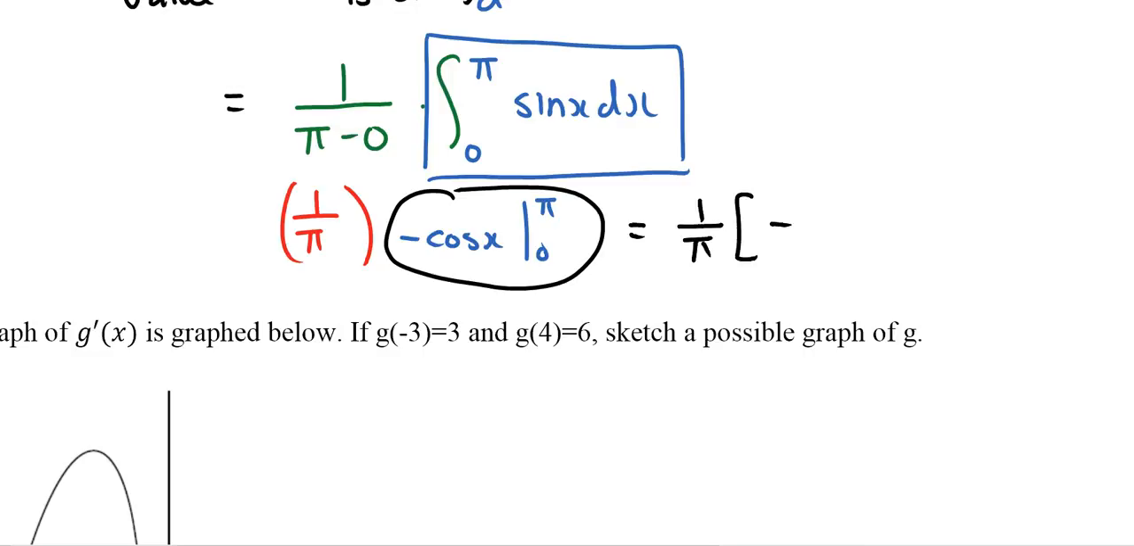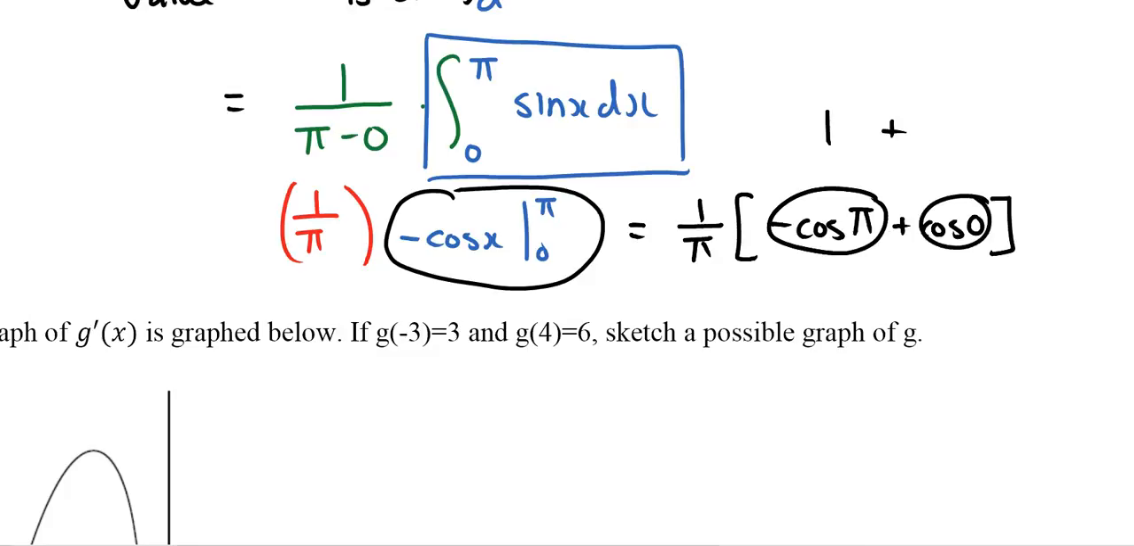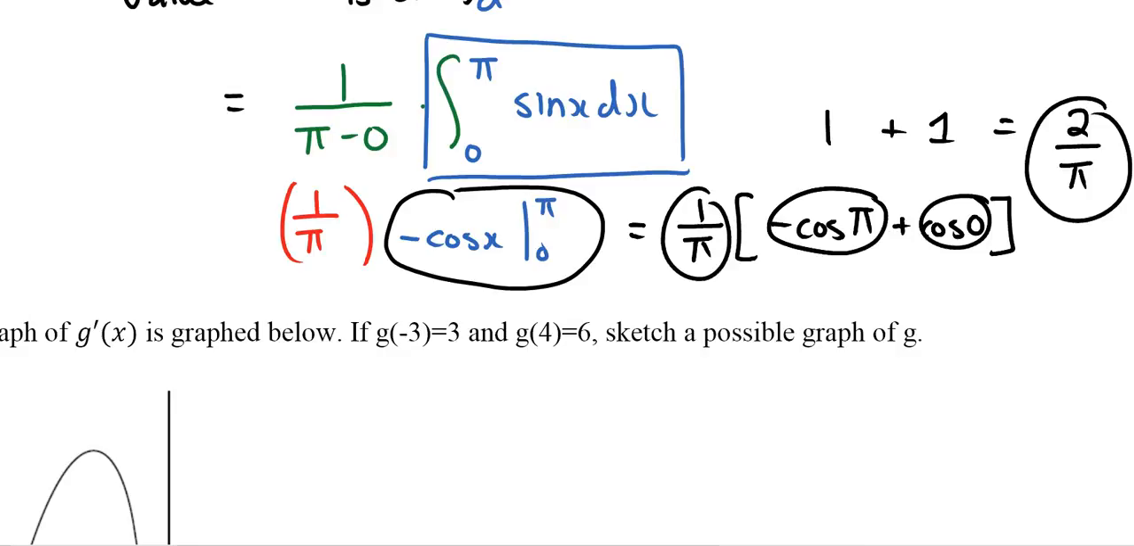Now this is going to be negative cos of pi plus cos of 0. I think most of you, if you take your pre-calc 12, can probably figure this out. This is going to be a value of 1, plus this will be a value of 1, so the final answer should be 2 divided by pi. So don't forget this pi over here. The final answer is 2 divided by pi, or go right to your calculator there.